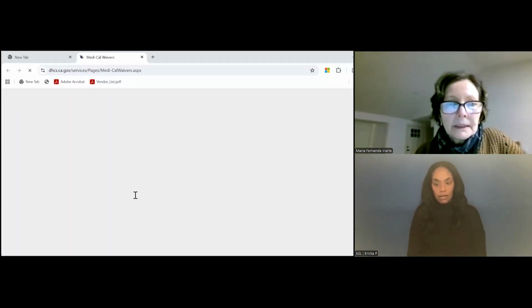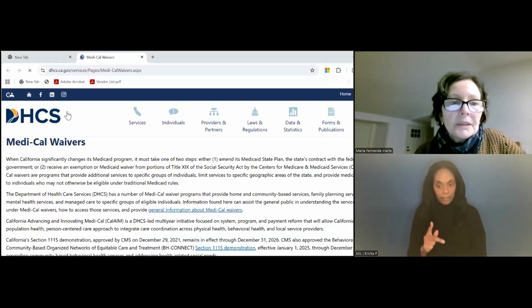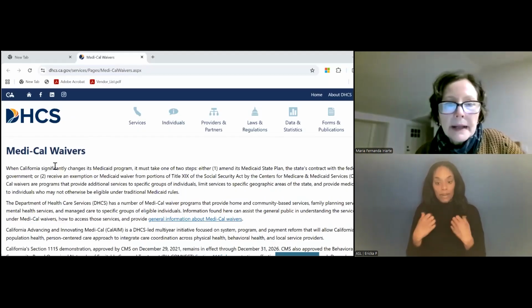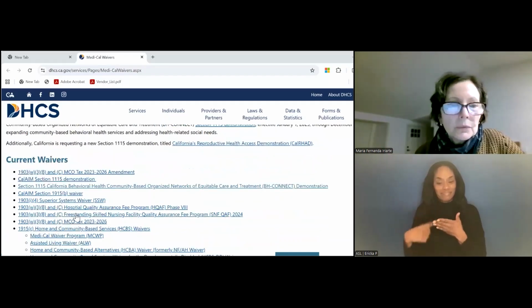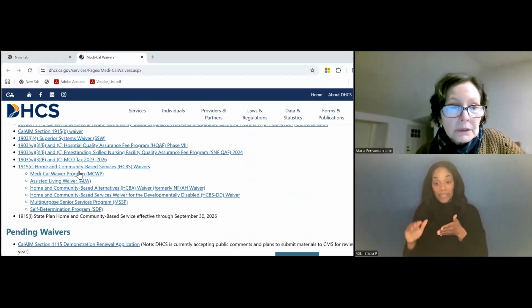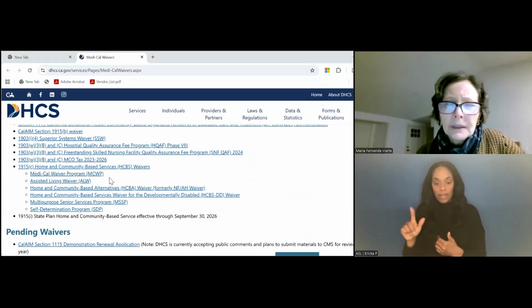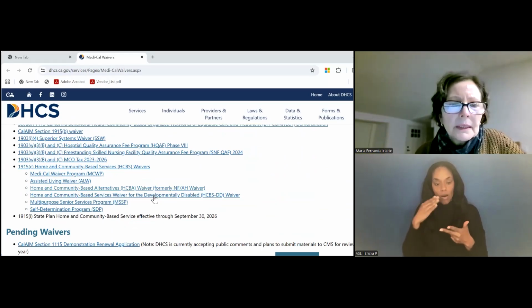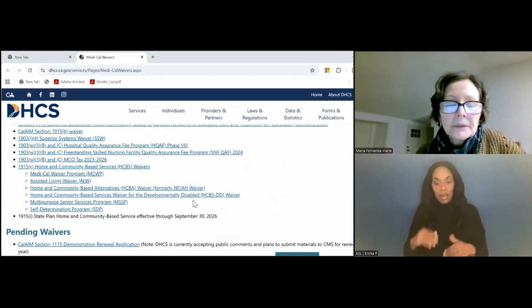Okay, here we go. So I opened up the link, and here we are, Department of Health Care Services, Medi-Cal waivers. It talks about waivers. It talks about current waivers. So we've got all kinds of waivers. And then we've got the 1915(c) Home and Community-Based Services waiver. Under this waiver currently, we have the Medi-Cal waiver program, formerly known as the AIDS waiver, the assisted living waiver, the home and community-based alternatives waiver, the home and community-based waiver for the developmentally disabled, that's known as the DD waiver, the multi-purpose senior services program, the MSSP waiver, and then there is also the self-determination waiver. So these are the current waivers.